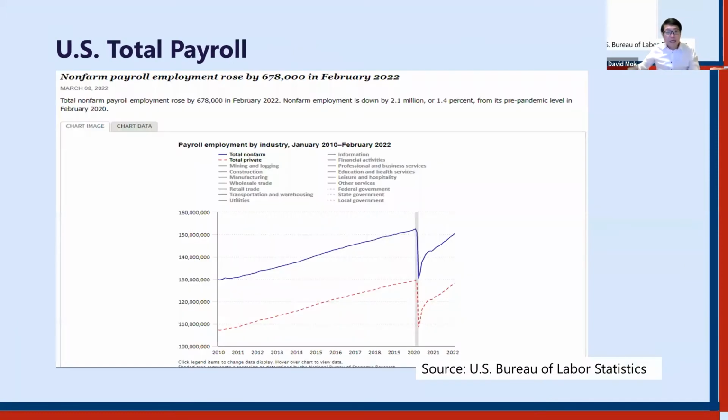Here's the payroll. You can see the pullback due to COVID, and it's coming back again. If you notice, for the sharp eye, you can see the gray line just before COVID. Yes, US total payroll has not quite reached exactly pre-COVID, but it's within the range of the pre-COVID level. So it's very close. US payroll is very, very close now.